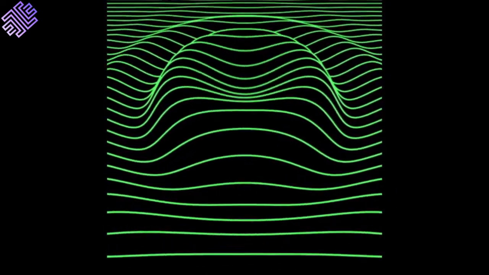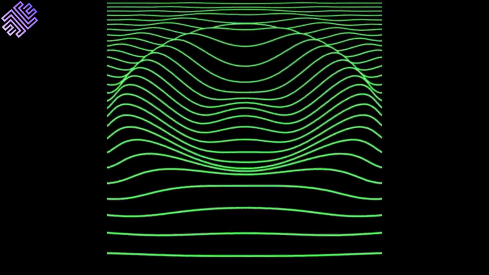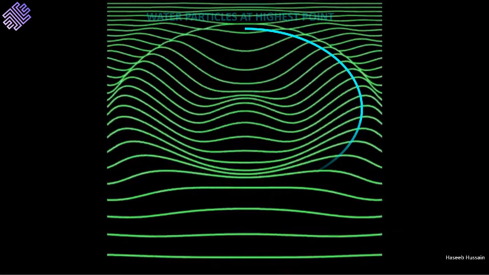All water molecules participate in this disturbance to move up and down in the form of circular rings. It appears as though these rings start from the center and radiate outwards. A key point to note is that we can see regions where the water level is raised like a mountain and lowered like a valley. In this case, the blue circle marks a line where the water particles are at their highest point and appear like a tall mountain.